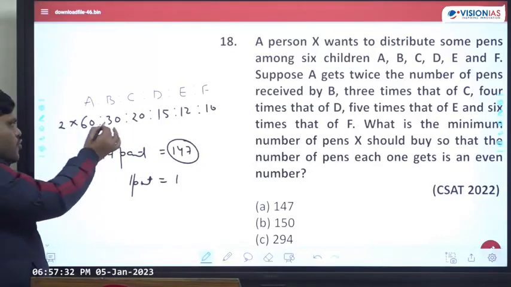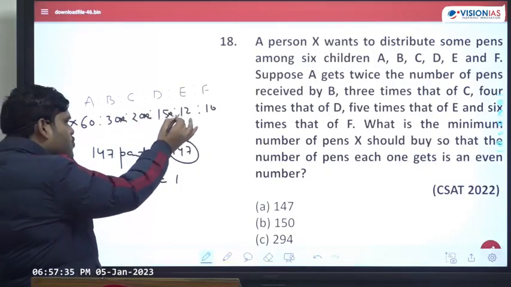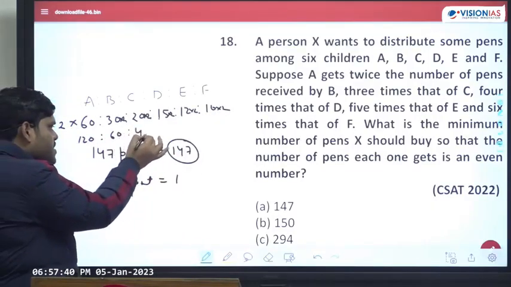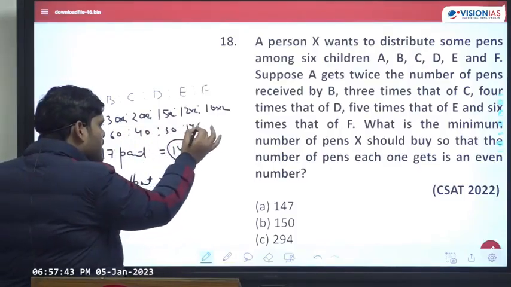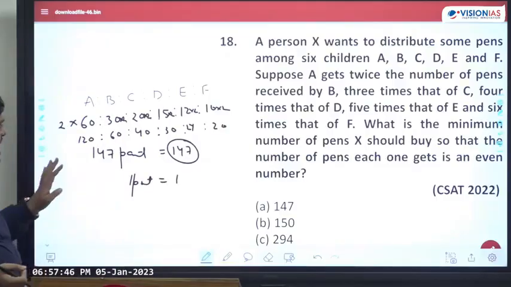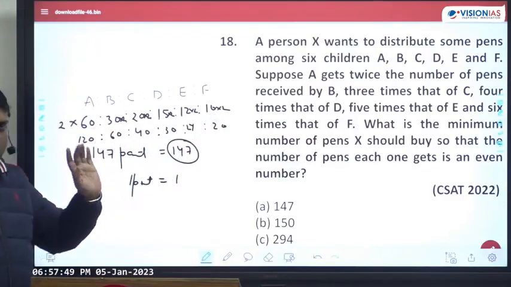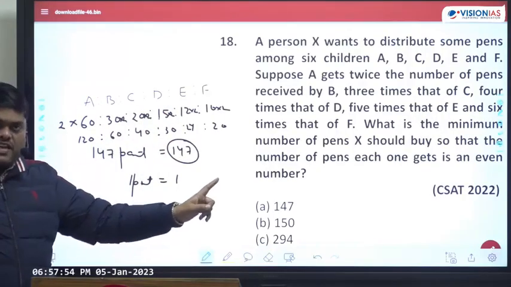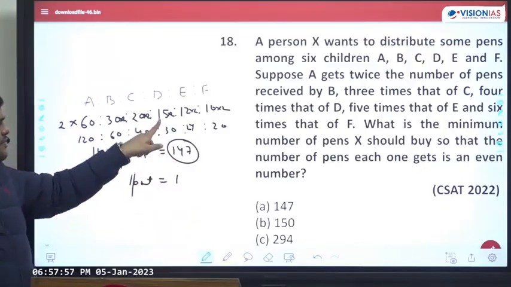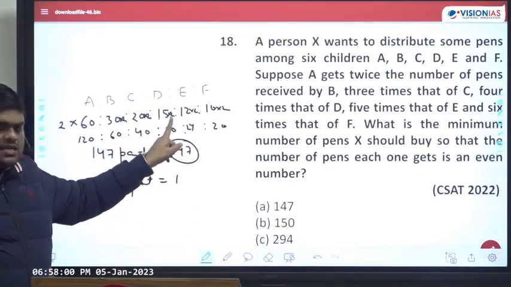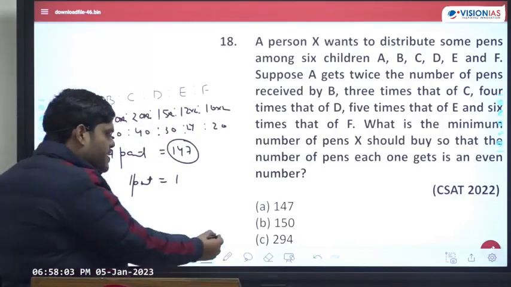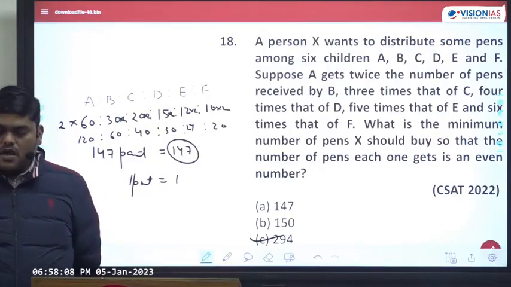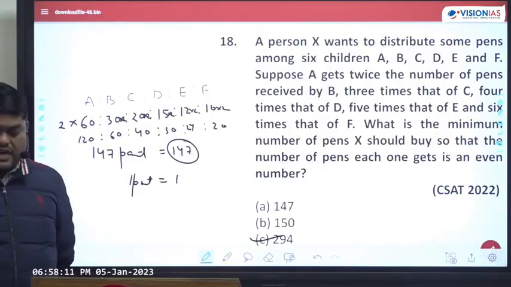If I multiply everywhere by 2, what will happen? Now this becomes 120, this becomes 60, 40, 30, 24 and 20. So now we can say every person has an even number of pens. To make it even, we have to multiply by 2, because 2 is the minimum number we require. If we multiply here, this becomes even. That means the correct answer will be 294. That is, option C is the correct answer.